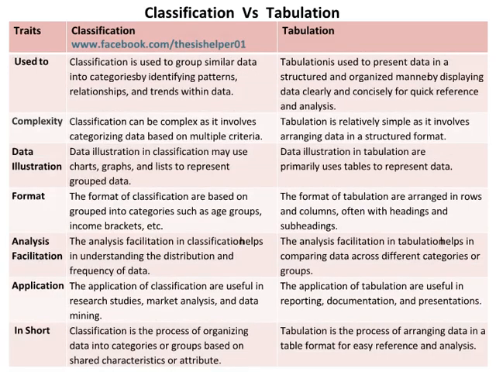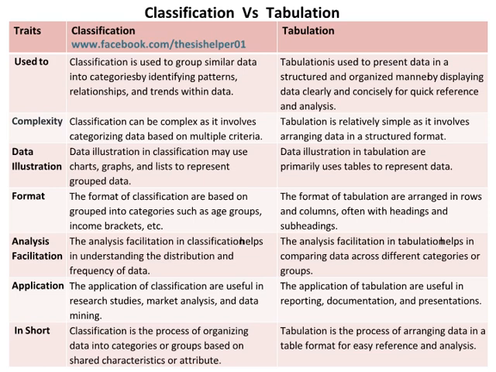Classification is used to group similar data into categories by identifying patterns, relationships, and trends within data. Whereas, tabulation is used to present data in a structured and organized manner by displaying data clearly and concisely for quick reference and analysis. Classification can be complex as it involves categorizing data based on multiple criteria. Whereas, tabulation is relatively simple as it involves arranging data in a structured format.